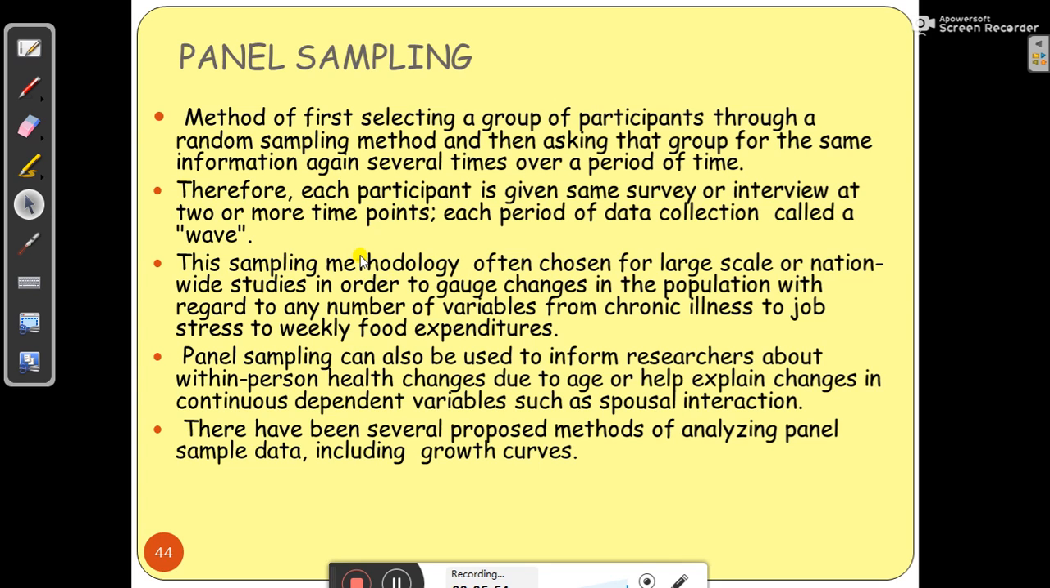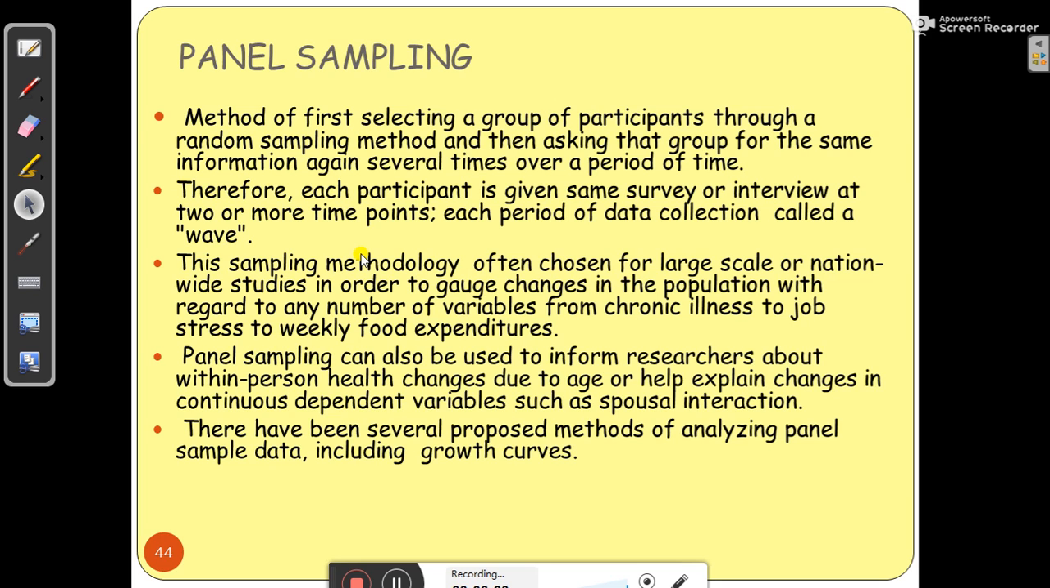Next is panel sampling. That is a method of first selecting a group of participants through a random sampling method and then asking that group for the same information again several times over a period of time. Therefore, each participant is given the same survey or interview at 2 or more time points. Each period of data collection is called a wave. This sampling methodology is often chosen for large-scale or nationwide studies in order to observe changes in the population with regard to any number of variables, from chronic illness to job stress to weekly food expenditures.